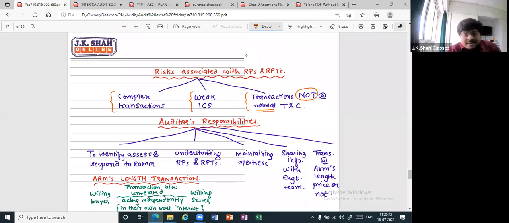Then the auditor has to take care whether the transactions have happened at proper terms and conditions or not. I'll make one statement, see if you understand. They should be at arm's length. They should be at terms and conditions which are there in arm's length. What is arm's length? Fair value. If it is at fair value, is it okay? Yes. But if it is not at arm's length, is it okay? No.